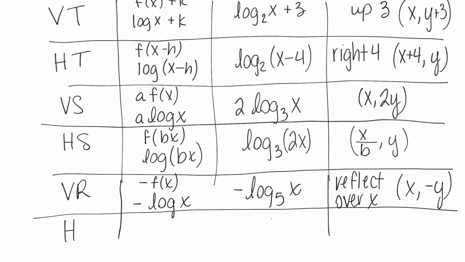And then we also have a horizontal reflection, which of course is f of negative x, which in our case is going to look like log of negative x.